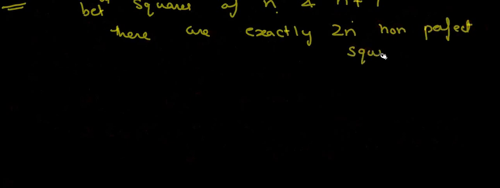One more property: between the squares of n and n plus 1, the squares of two consecutive natural numbers, there are exactly 2n non-perfect square numbers.